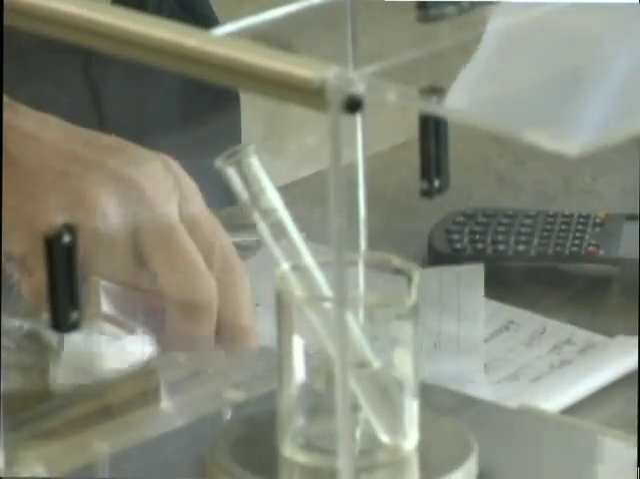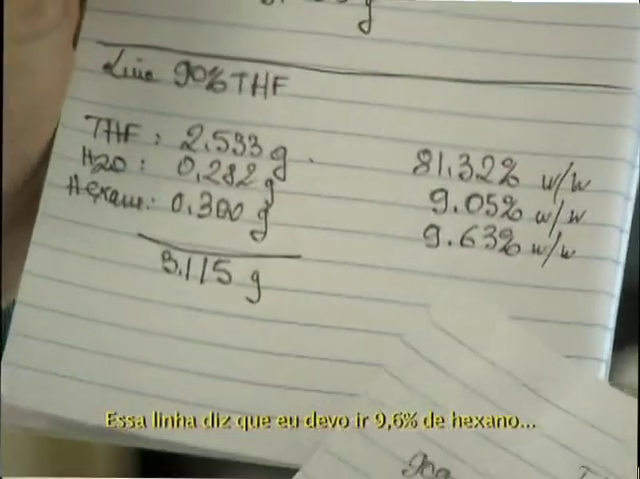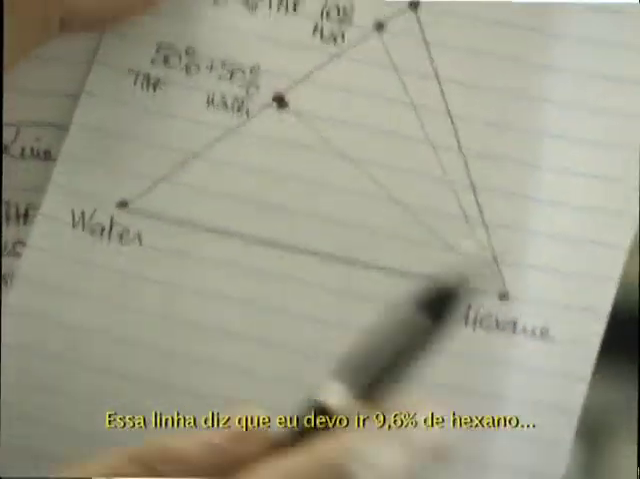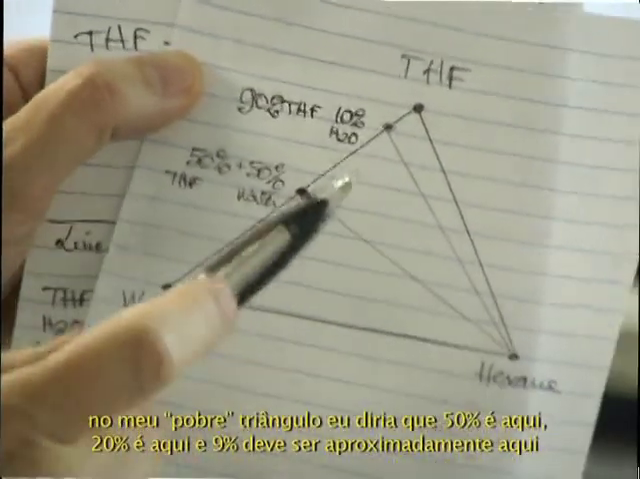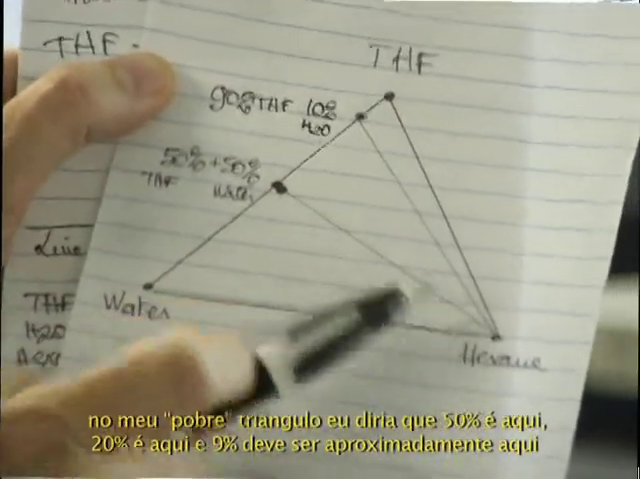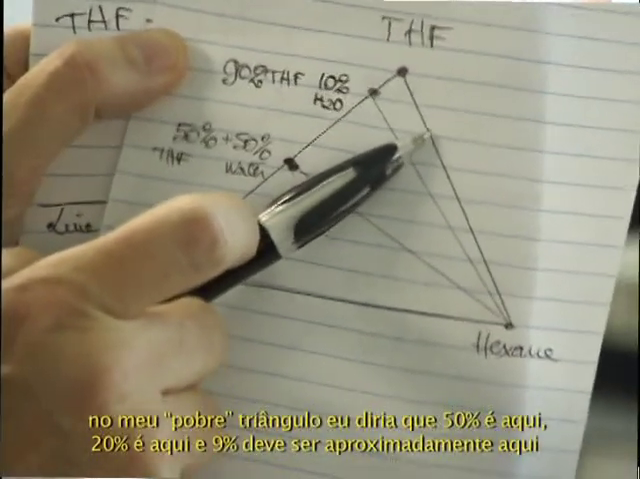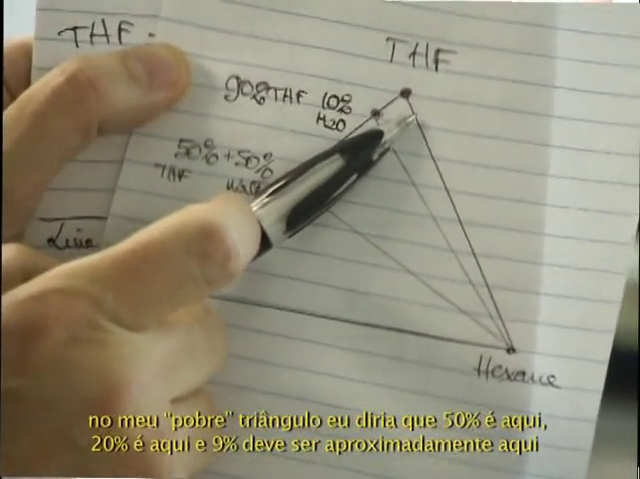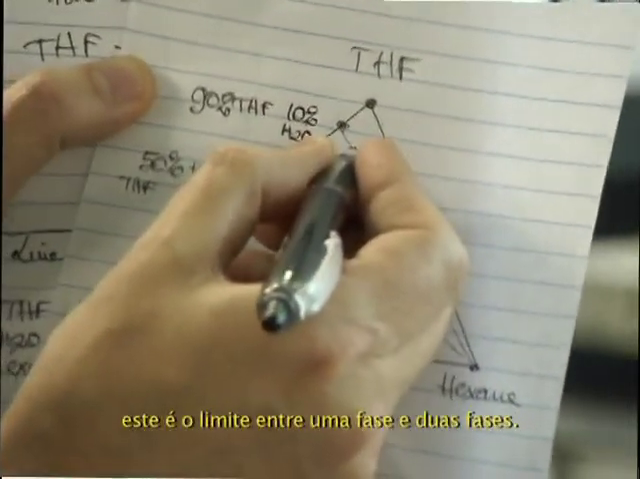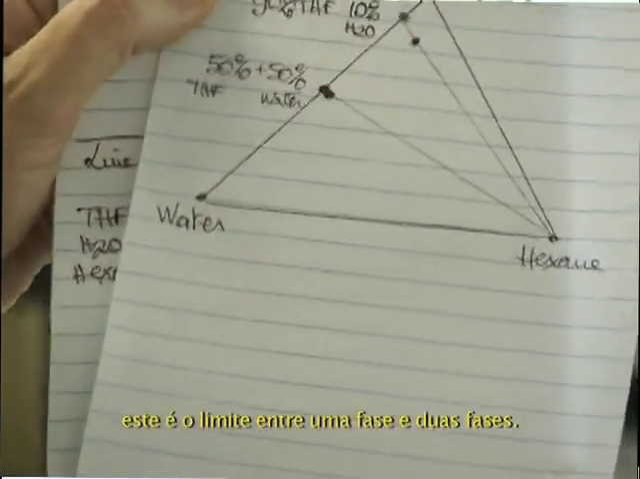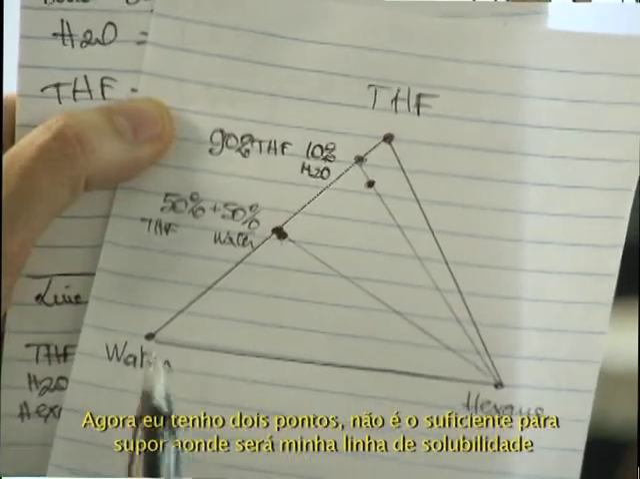Okay, these lines tell me that I should go 9.6% hexane on my poor triangle drawn by hand. It's difficult. I would say 50% is there, 25% is there, 9% approximately here. You see, this is the limit between one phase and two phases. So now I got 2 points.